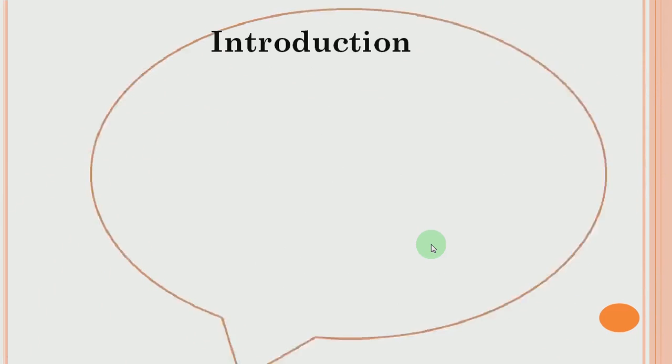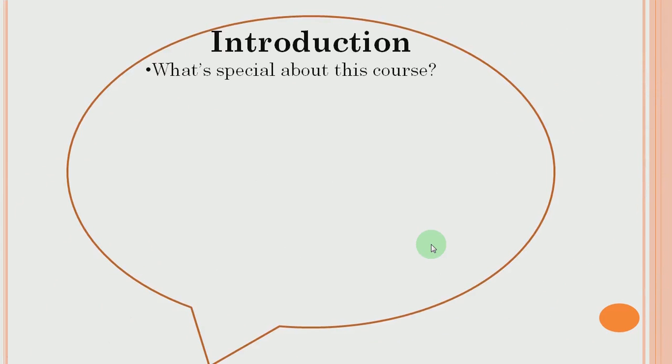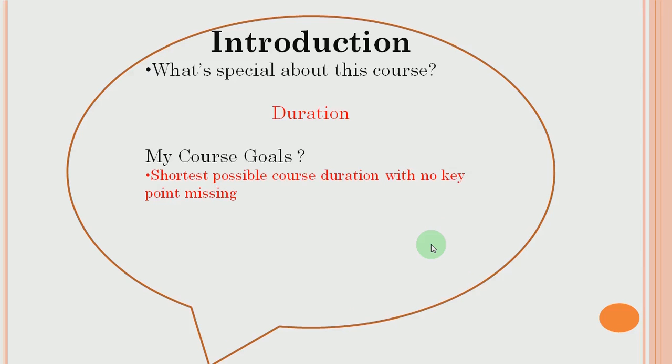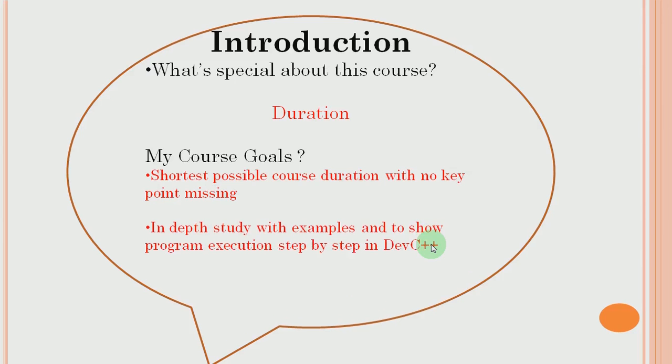So next we see what's special about this course. Why do I feel that this course is a bit special? Basically, the duration of this course is special. When I was making the course, my goal was to create the shortest possible course duration with no key point missing. The duration should be short, and I should provide an in-depth study with examples to show program execution step by step in DevC++.